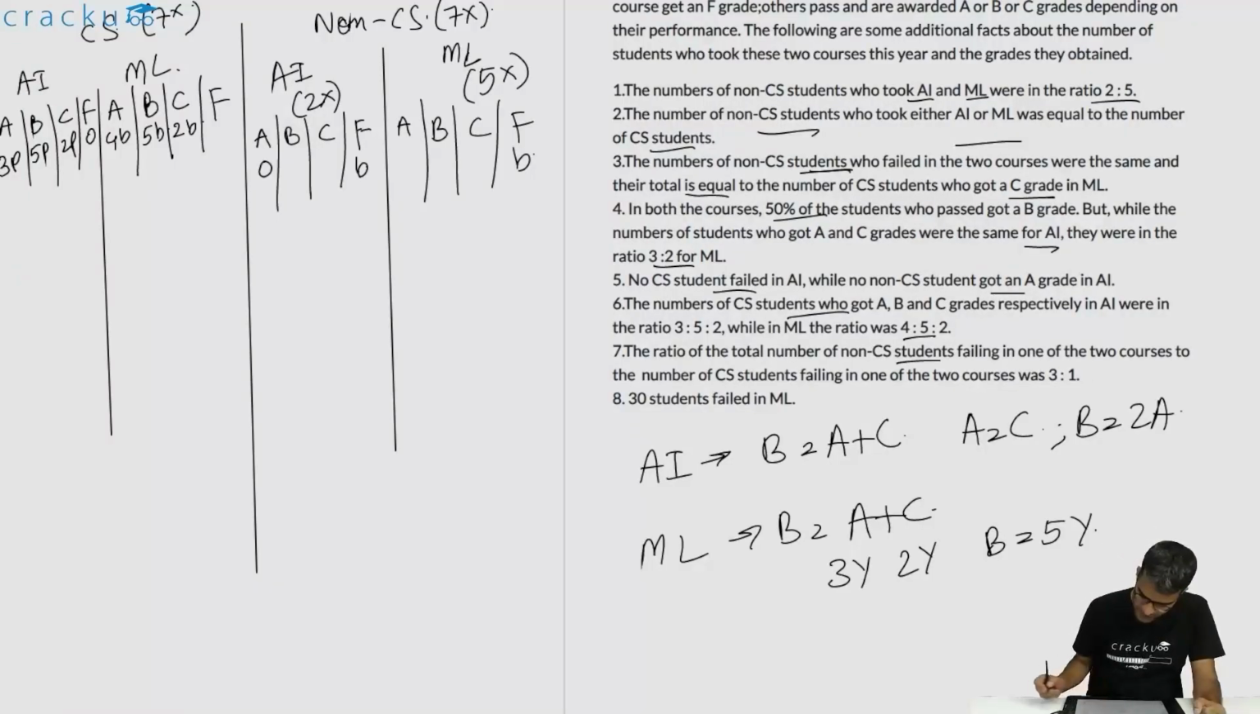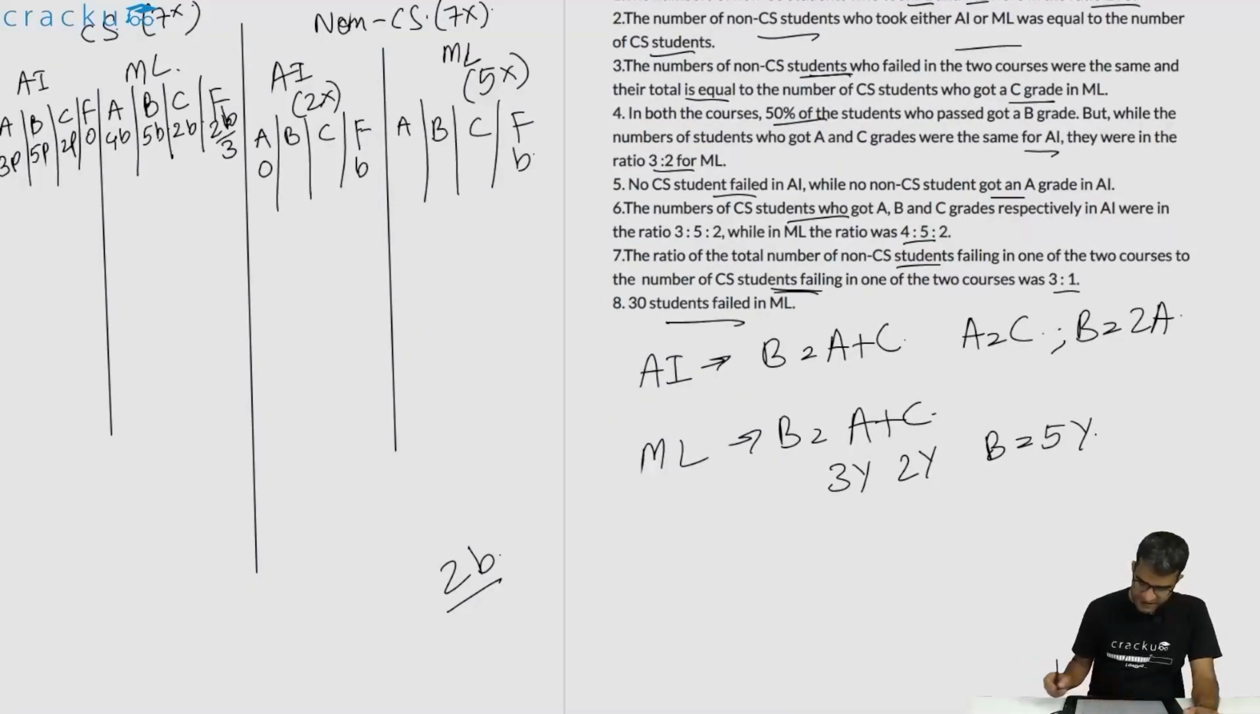The ratio of the total number of non-CS students who are failing in one of the two courses, that is equal to 2B, to the number of CS students failing in one of the courses, is 3:1. Essentially this would imply that this is equal to 2B/3, because we know that no CS student failed in AI and the total number of non-CS students who failed is 2B, and this ratio is 3:1. So 2B/3 will be equal to the number of CS students who failed in ML.